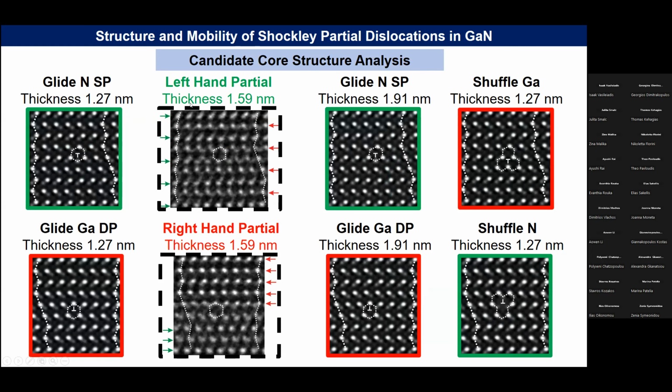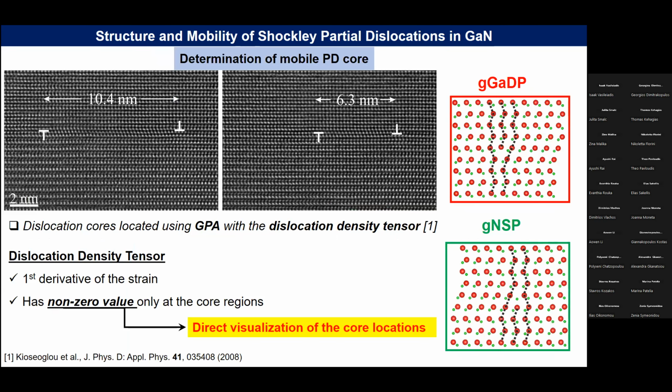You can see that the upper one almost resembles the glide nitrogen single period, as expected, and the right-hand partial is similar to the glide gallium double period. So we can find, by comparing simulated images and experimental images, the type of the core. And now I will show you how you can determine the mobile partial core.